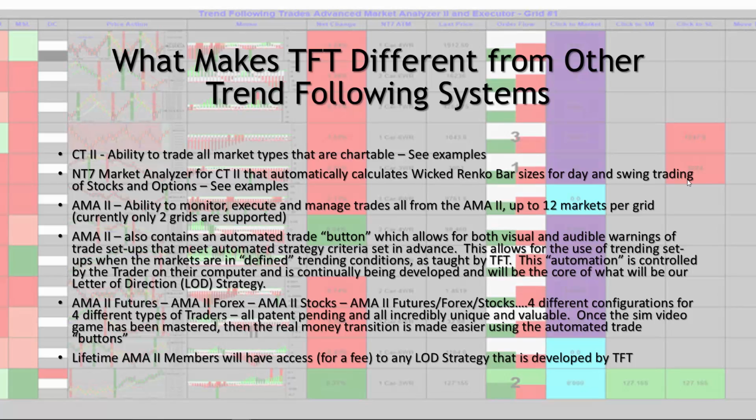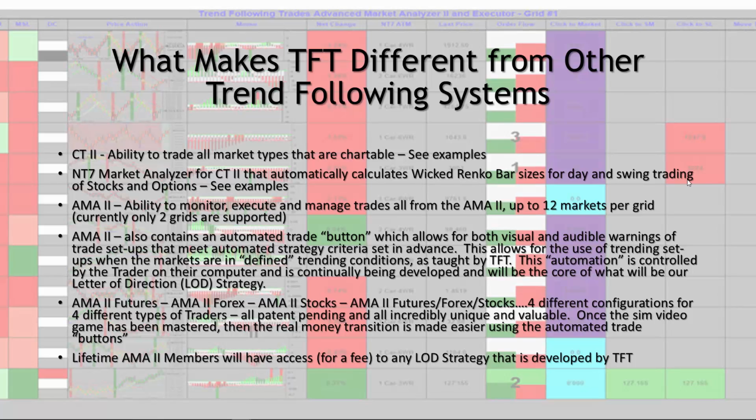For those of you who are unfamiliar, an LOD strategy is a strategy that is given to a broker, and all lifetime members of TFT will have rights, although for a charge, to have access to that strategy, where basically you give them your account and we tell them how many contracts can be traded on it. And there might be 20, 30 different instruments that can be part of that strategy. And it will trade, turn itself on, turn itself off, things of that nature. It's a full automated strategy.